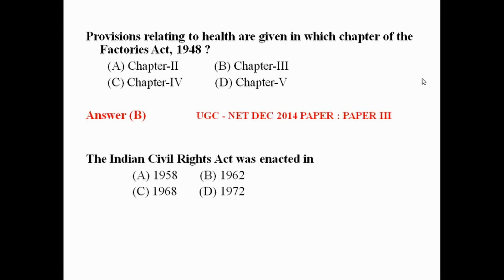Next question. Indian Civil Rights Act was enacted in option A 1958, option B 1962, option C 1968 and option D 1972. The answer is option C, that is 1968. The Indian Civil Rights Act was enacted in 1968.